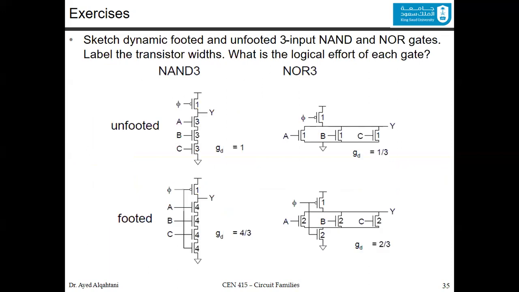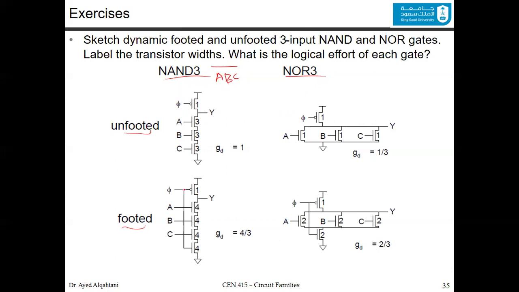Now, if you were asked to sketch the dynamic footed and unfooted 3-input NAND and NOR gates, and you need to size the transistors and find the logical effort. Okay, you get the unfooted and the footed for both the 3-input NAND and the 3-input NOR. Again, the NAND is A, B, and C, all bar. This is dynamic, so we need the bar. We take whatever is below the bar, and we have them in the pull-down network. The only difference is now you connect the PMOS to phi. That's if it is unfooted.